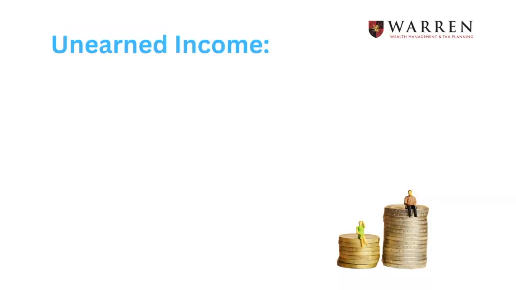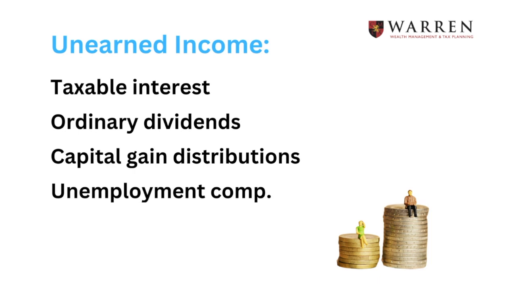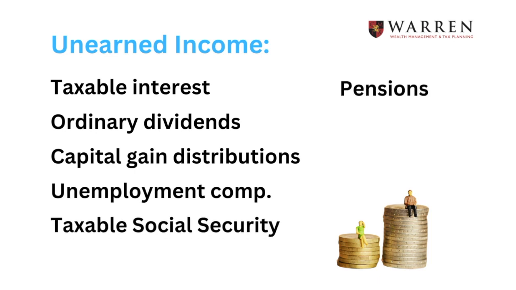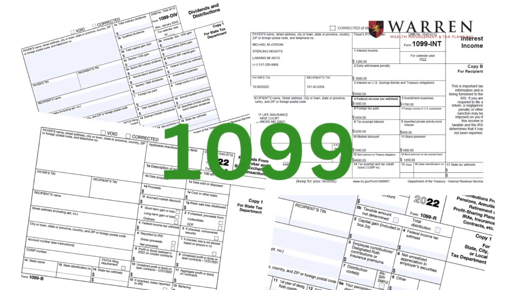Now, unearned income includes taxable interest, ordinary dividends, and capital gain distributions. It also includes unemployment compensation, taxable Social Security benefits, pensions, annuities, and distributions of unearned income from a trust. And most of this income is often, but not always, recorded using a 1099 tax form. So why does all this matter? Well, if the tax code was simple, it really wouldn't matter one bit whether your income was earned or unearned income. But that's not the case.